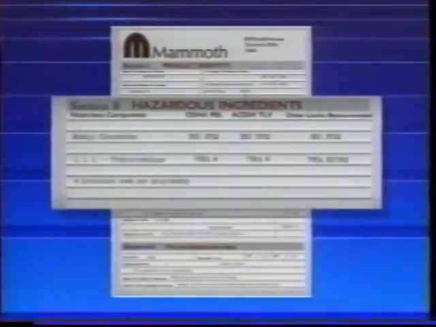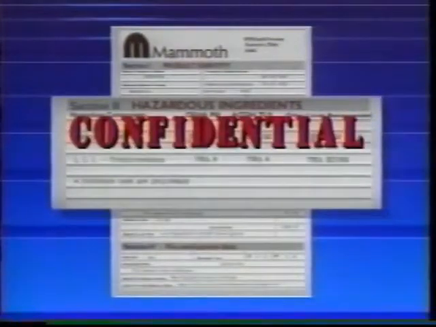So employers are in most cases obligated to get that information under the standard, and even if they're not, they can still use the economic power they've got of refusing to buy the product unless they get good information. Sometimes this part of the MSDS has the words confidential or proprietary information.